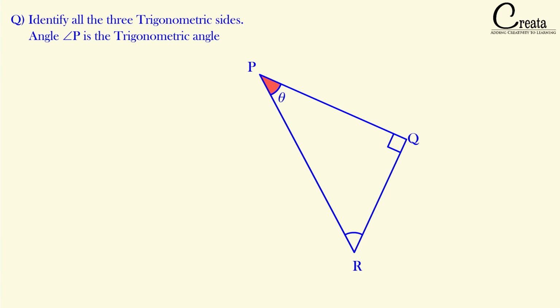Our angle P is the trigonometric angle and angle Q is a 90-degree angle. You have 10 seconds. Just do the calculation in your mind. Your time starts now.